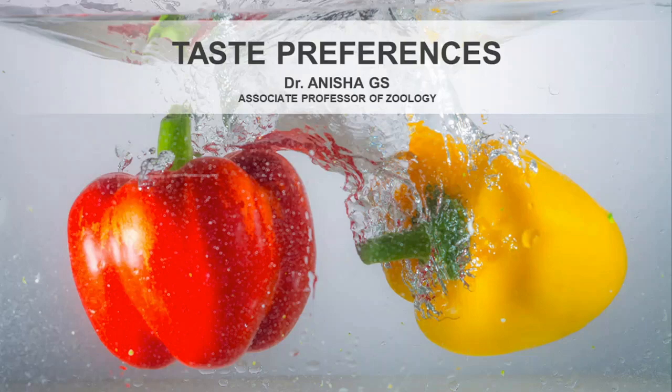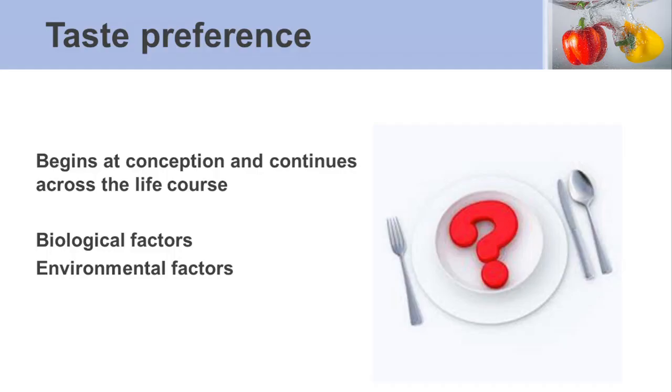Dear students, in this session we are studying about how we develop preferences for certain tastes and foods. As we all know, we do not like all the tastes equally and we do not like to have all the types of foods with equal preference. We prefer to have certain tastes and foods over the others. This taste preference begins during the fetal life and continues across the lifetime.